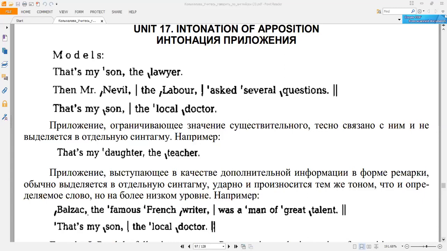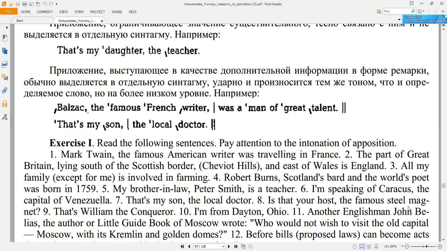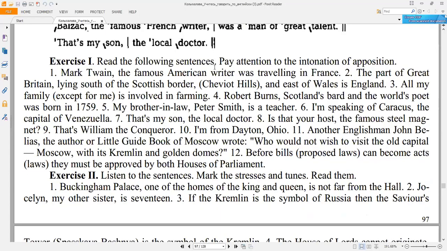So we will continue giving examples. Here it's given exercise 1. Now we will read the examples. So read the following sentences. Pay attention to the intonation of apposition. Mark Twain, the famous American writer, was traveling in France.